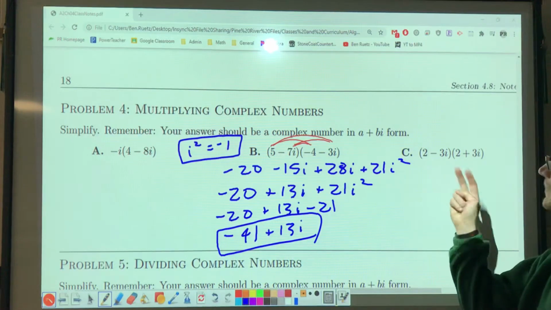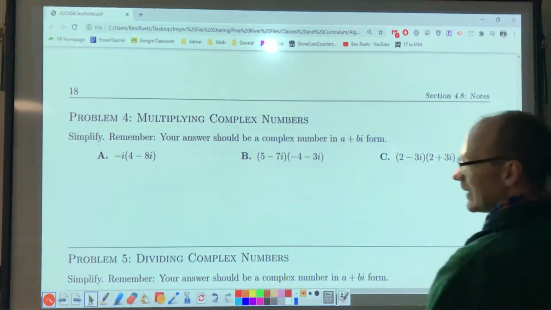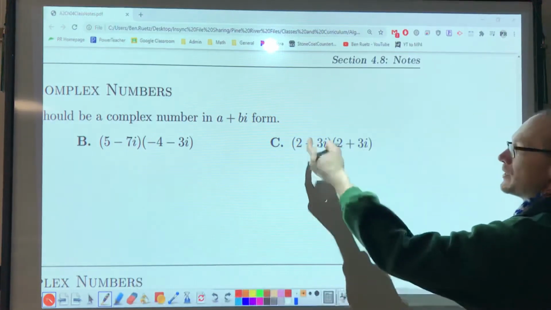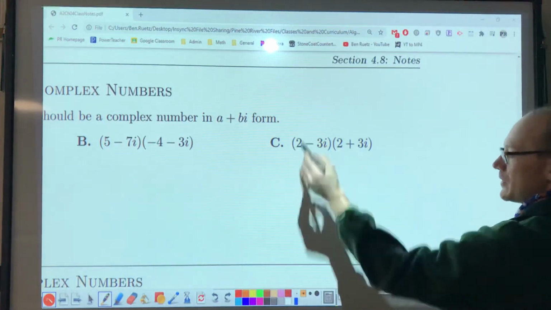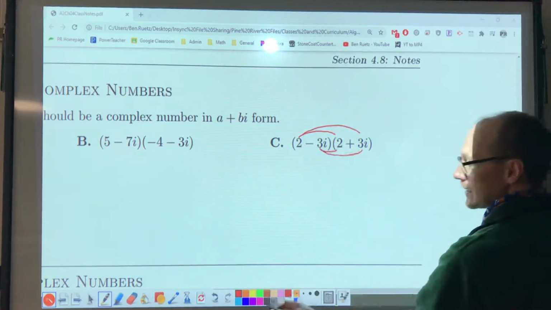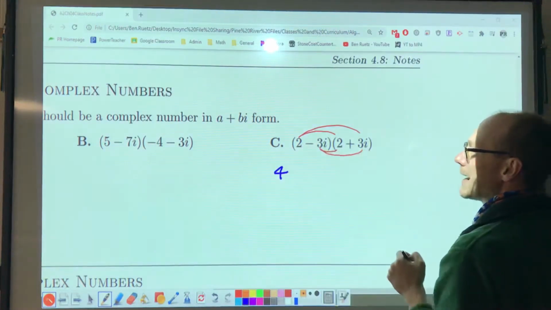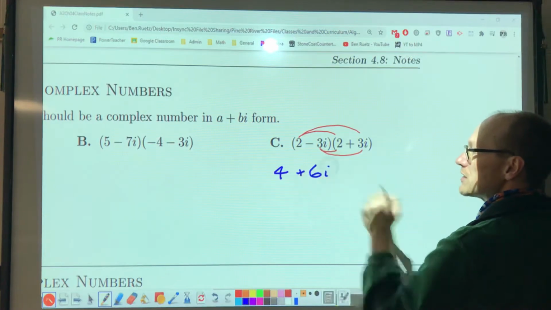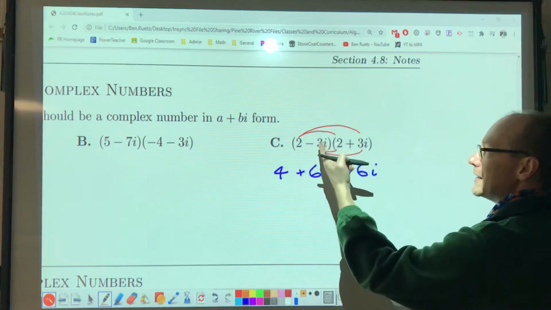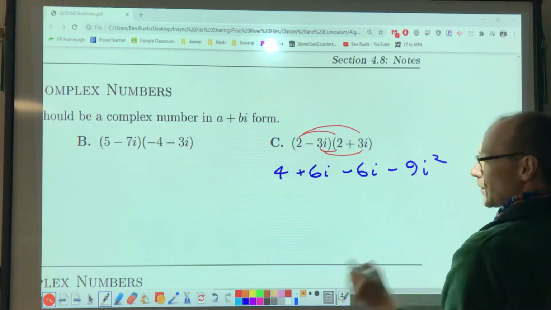Now let's take a look at part C over here, because with part C, something kind of interesting happens. Let me foil these. First of all, do you recognize that they're conjugates? Let's foil these. We've got the first, outers, inners, lasts, and we have 2 times 2 is 4. 2 times a positive 3i is 6i. A negative 3i times 2 is a negative 6i. And a negative 3i times a positive 3i is a minus 9i squared.